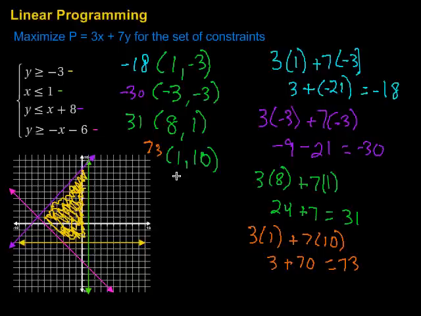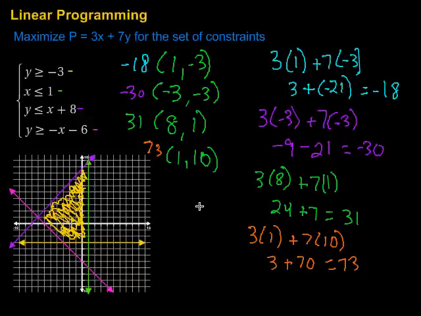So if we look, again, it asked us to maximize. So I'm looking for the largest value that came out of my objective function for those points at the vertices of that feasible region. Remember, that area shaded in by all my inequalities is called the feasible region. In this case, the maximum is this, 1, 10. If we were looking for the minimum, if it asked us to minimize it, then we would look for the smallest value that comes out, and in this case, it would be negative 30.